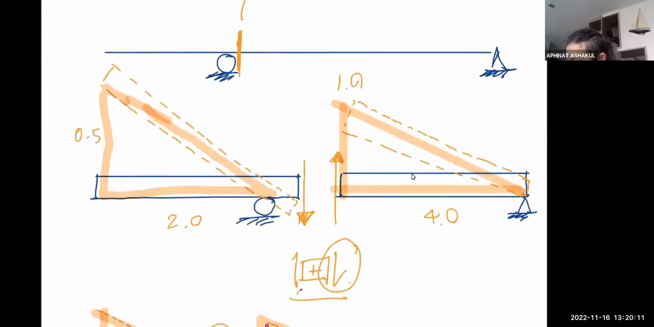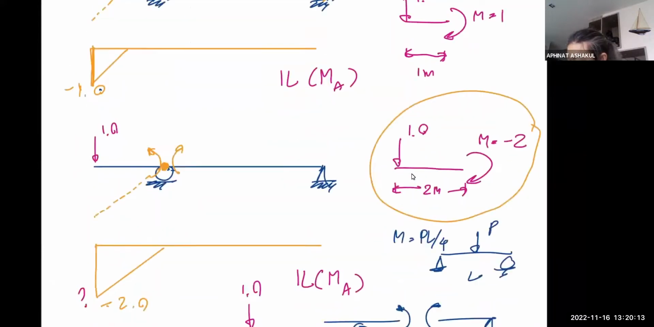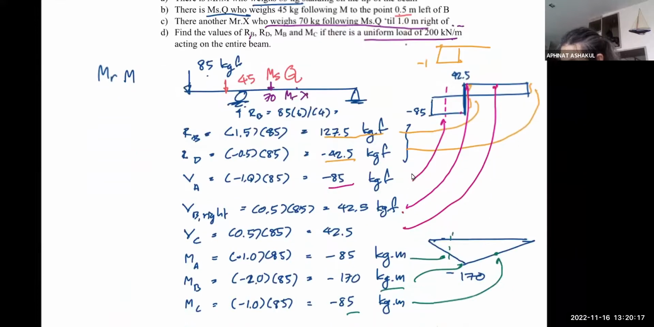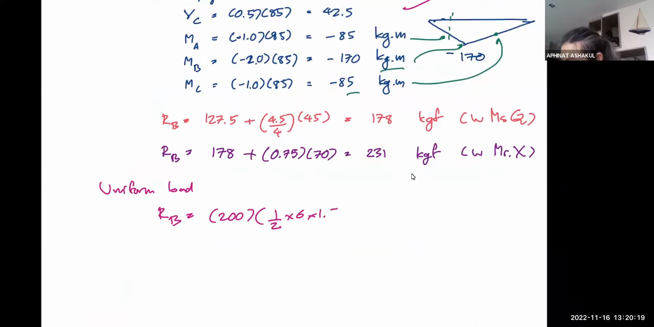So here it would be a half of 6 multiplied by 1.5. Essentially, that's 200 multiplied by 3 multiplied by 1.5. So it's 900 kilonewton. Say, let's demonstrate RD.